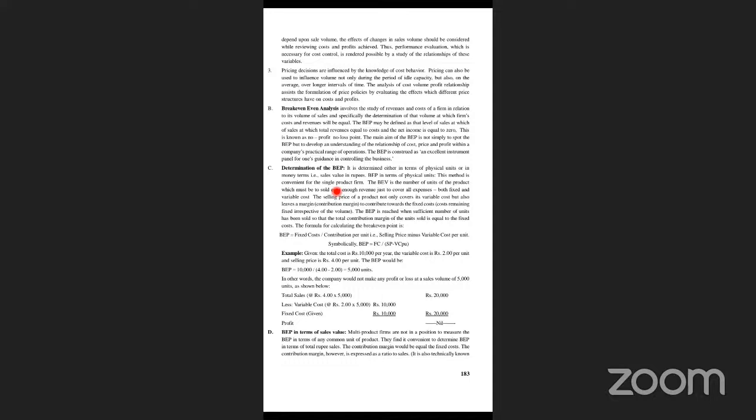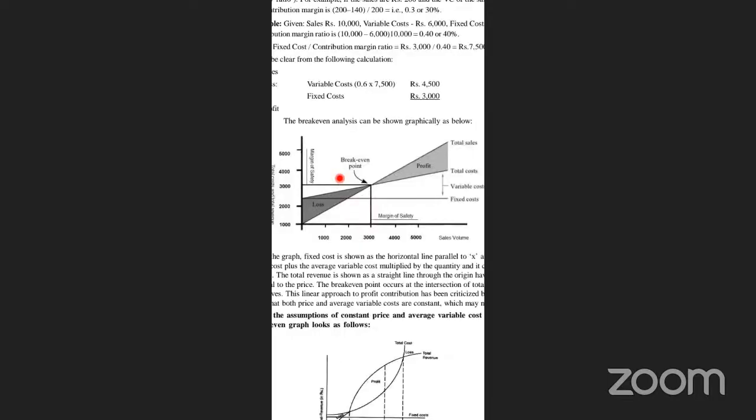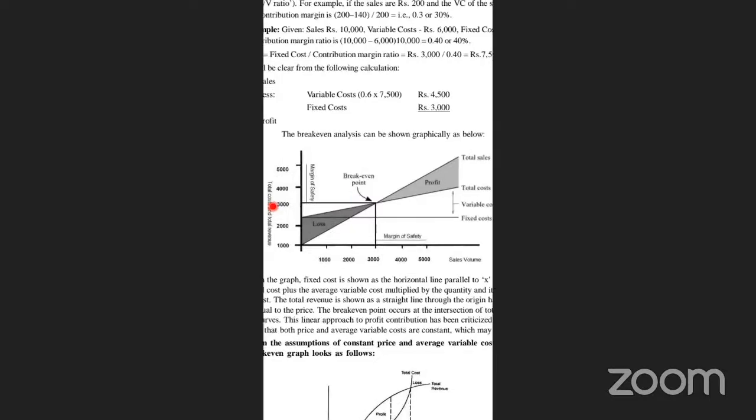So break-even point is one analysis which should be concentrated on. This is a very important graphical representation of break-even analysis. Now you can see this particular point is from where the profits begin. Anything below this is considered to be loss.